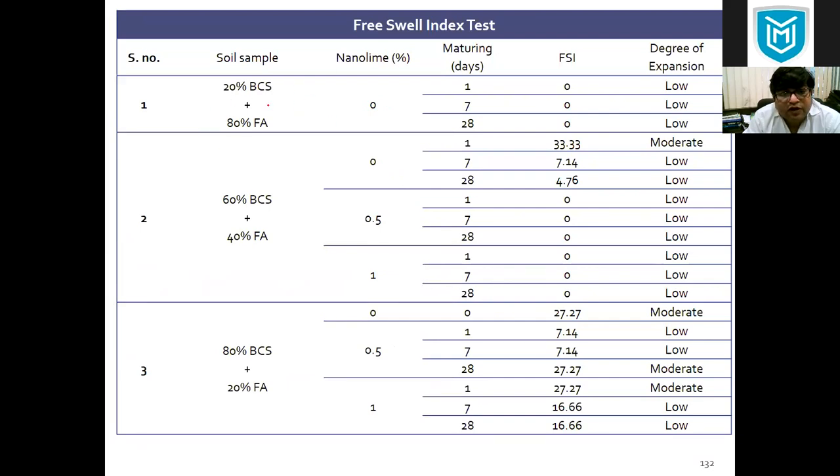We replaced up to 80% of soil with fly ash because we want to utilize as much waste as possible. So with no lime, the free swell index, because this is 80% fly ash, obviously it will be zero. But when there is 40% fly ash with no nanolime, you can see the free swell index was still very high. At 28 days it was still low, but it was very high. But even if we add 0.5% nanolime, the free swell index turns out to be zero. And with 20% fly ash, also at 0.5, it reduces significantly from 27 to 7. I think there is some mistake here. And at 1% also, it reduced.